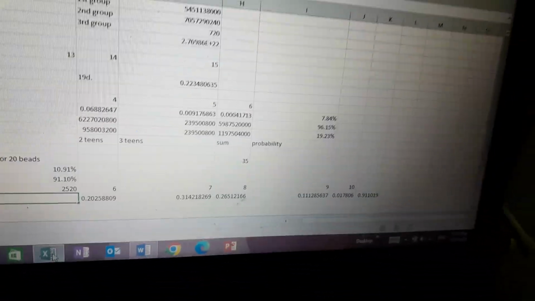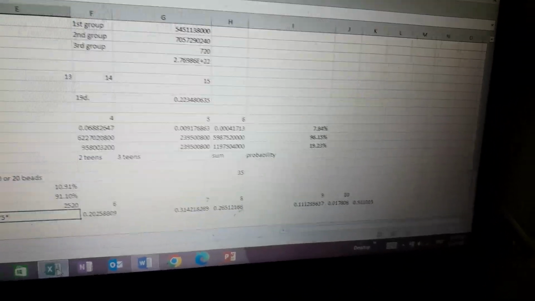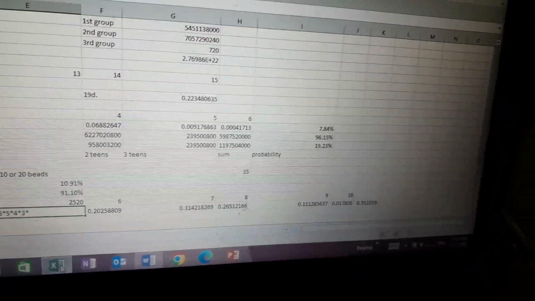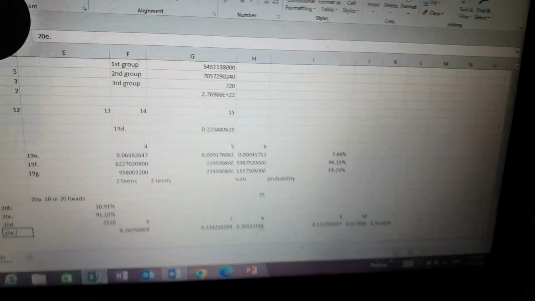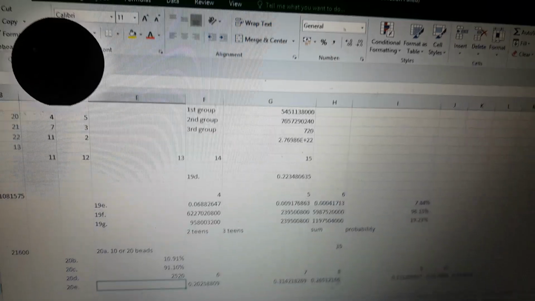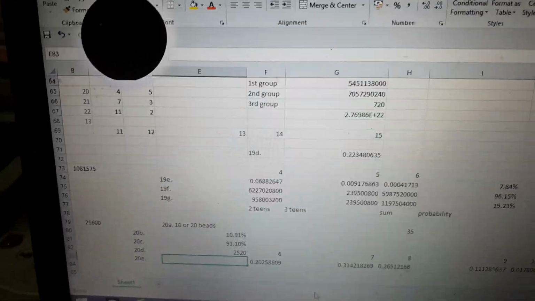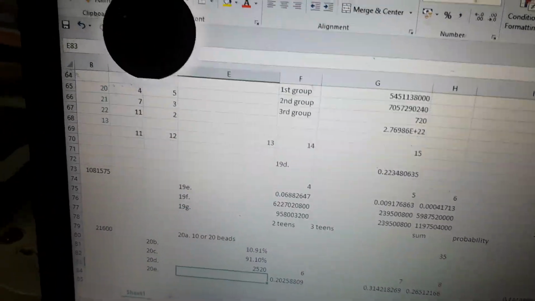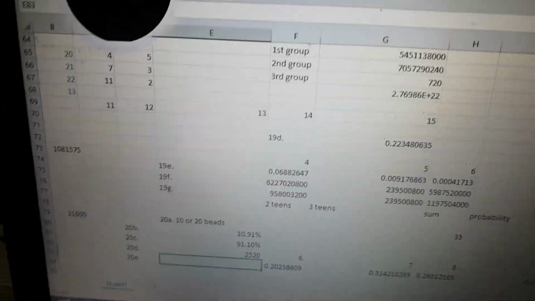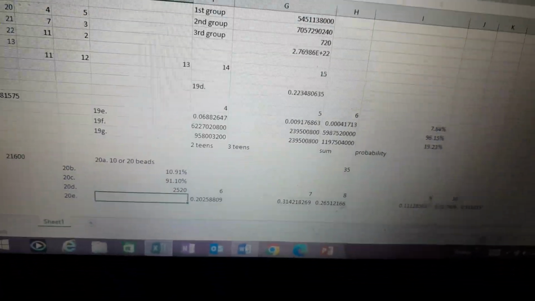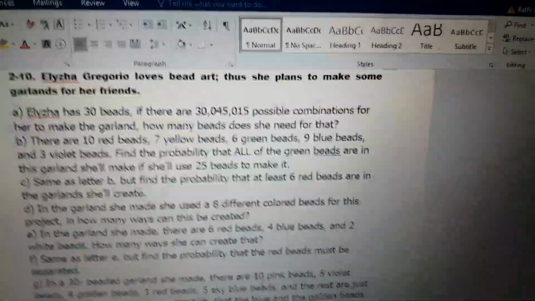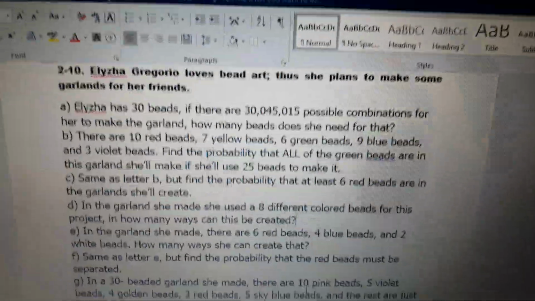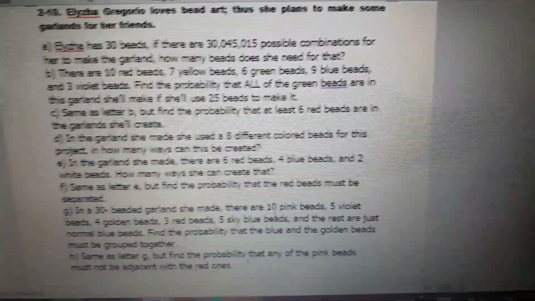If you were to do this concept, you will still get the same answer. So yeah, so that's your answer in letter D. There are 2,520 ways for you to make the necklace with 8 colored beads. Okay? Next, letter E. In a garland she made, there are 6 red beads, 4 blue beads, and 2 white beads. How many ways can she create that?